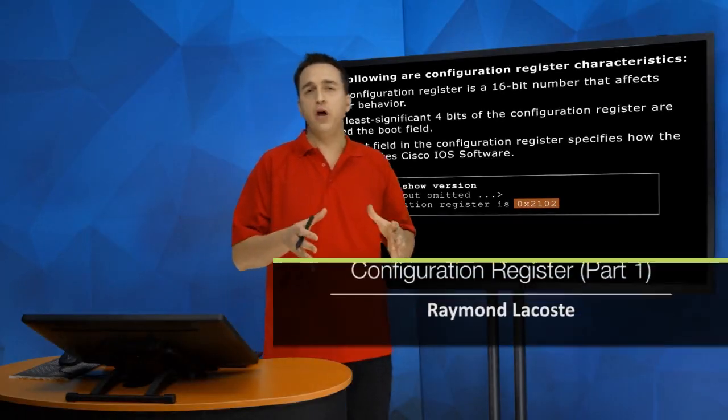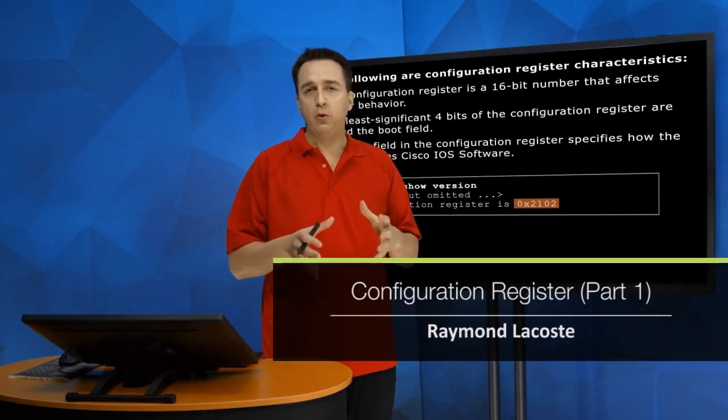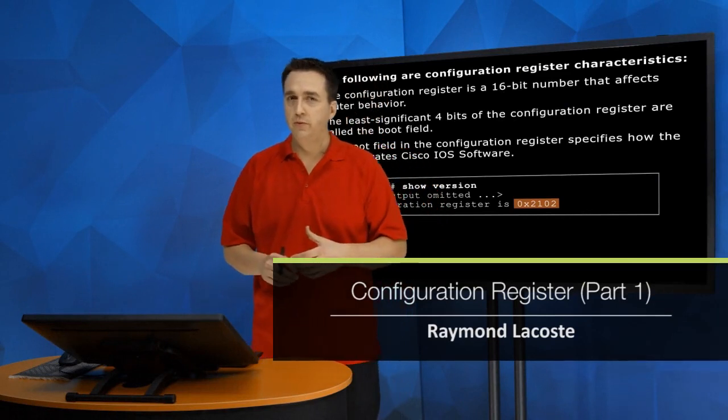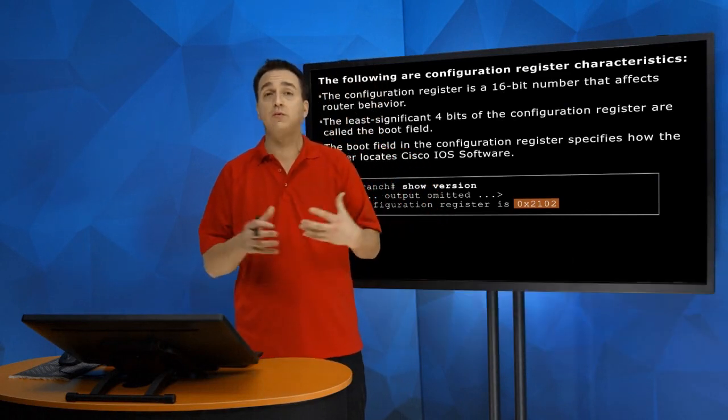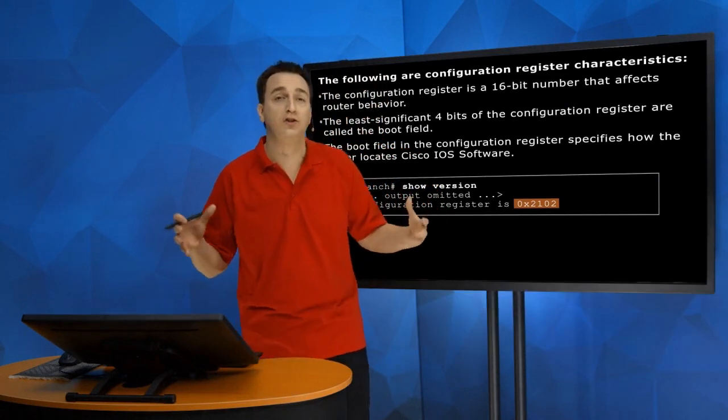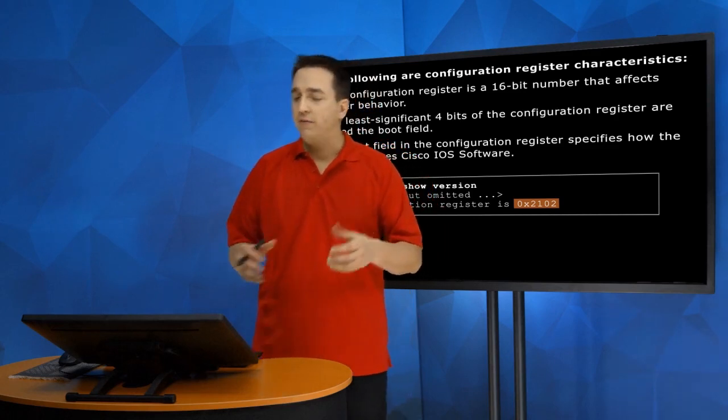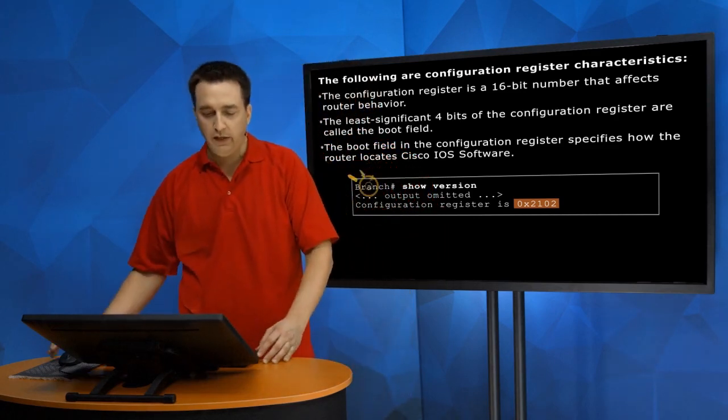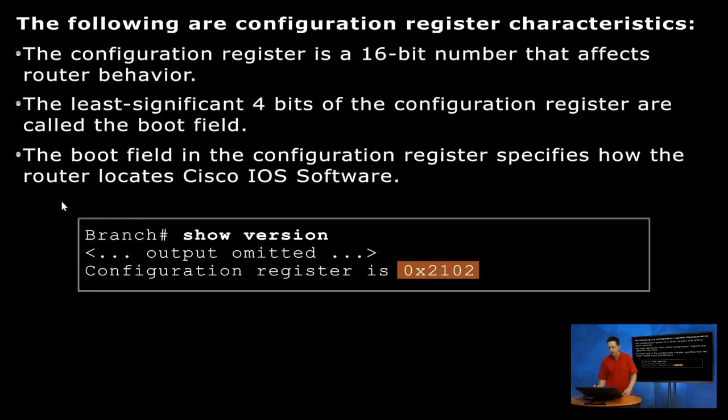How does the router know where to locate the operating system image? Well, for that matter, how does the router know what to do at all during the boot process? Well, we have this value known as the configuration register value. The configuration register value is in hexadecimal, and you can see it in the output of show version. You can manipulate this to control what the router does during the boot sequence.